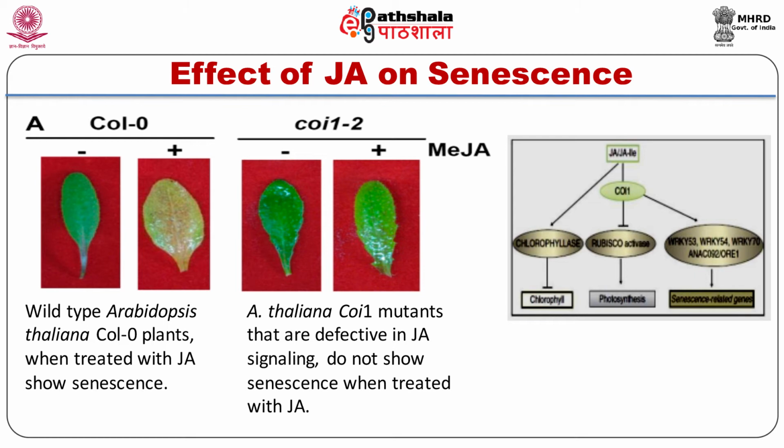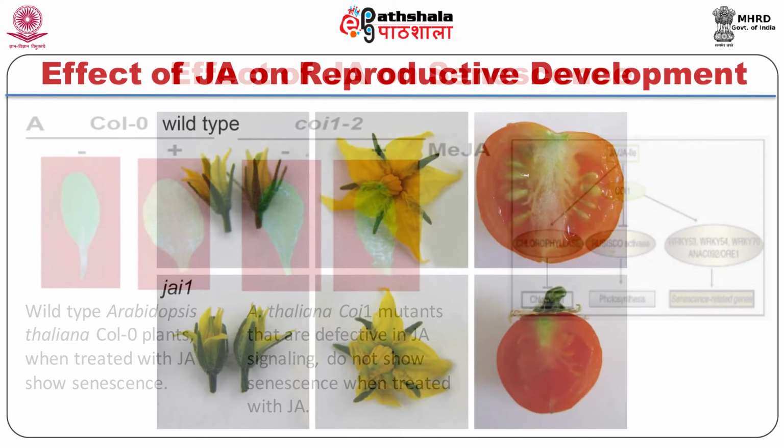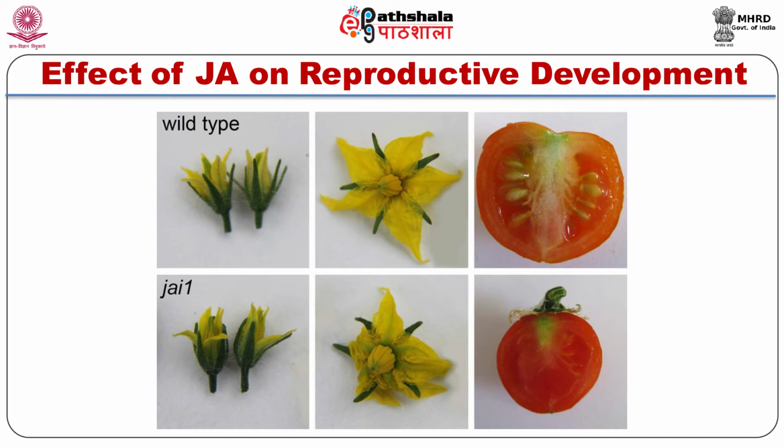Jasmonates also play an important role in germination and seedling development. However, it was later found that OPDA, an intermediate of the jasmonate biosynthetic pathway, is the compound inhibiting seed germination. Jasmonates are important for the proper development of reproductive organs and show different phenotypes.